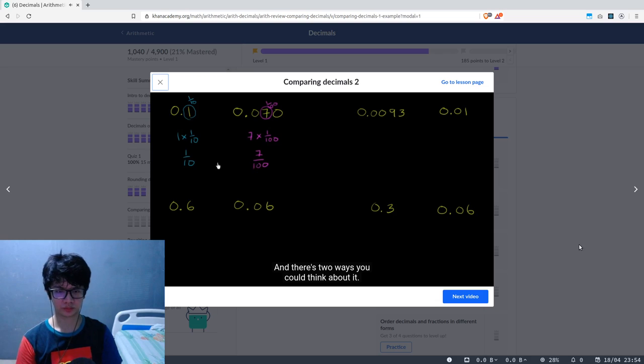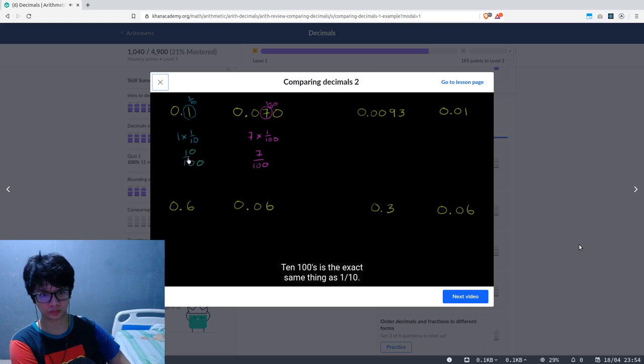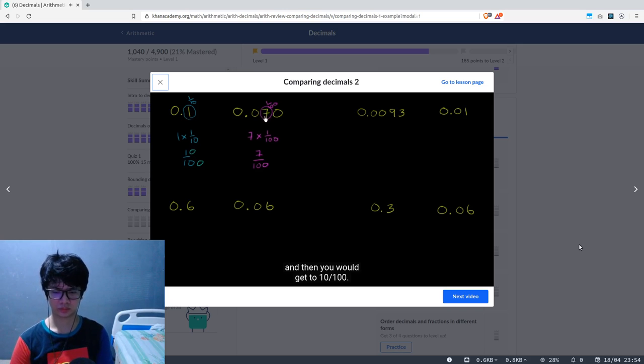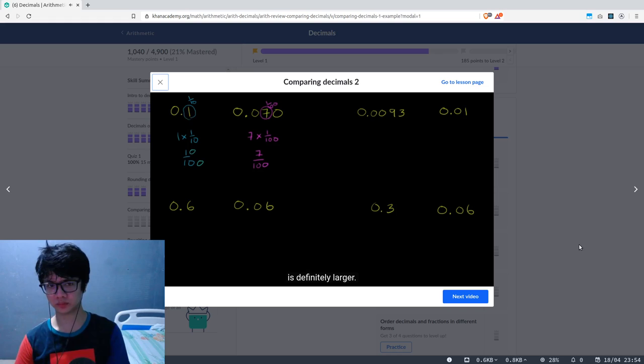There are two ways you could think about it. You could try to turn 1 tenth into hundredths. If you want the denominator to be increased by a factor of 10, you need to do the same thing to the numerator. So I multiplied the numerator and denominator by 10. 10 hundredths is the exact same thing as 1 tenth, and here it becomes very clear that 10 hundredths is definitely larger than 7 hundredths. Another way to think about it: if you increment by hundredths, you start at 7 hundredths, 8 hundredths, 9 hundredths, and then you get to 10 hundredths. So this number is definitely larger.